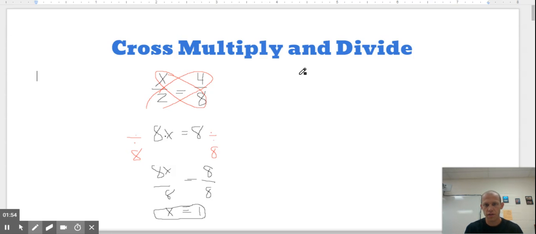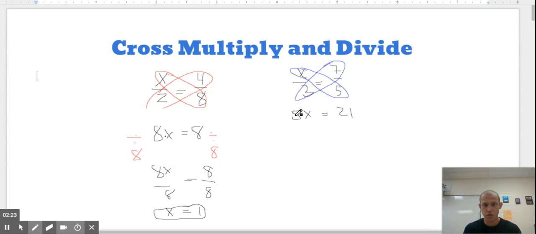So let's try another one. Let's see if I can remember the problem. I think it was x over 3 equals 7 over 5. So we have our x in the same spot. We are going to cross multiply. So multiply the x and the 5, the 3 and the 7. So 5 times x equals 3 times 7.